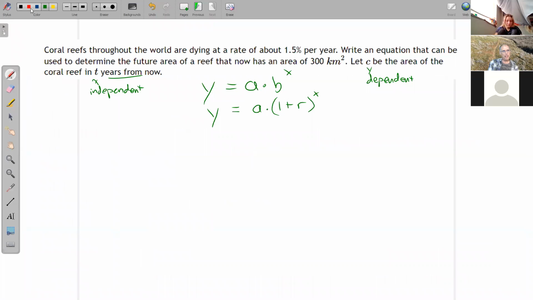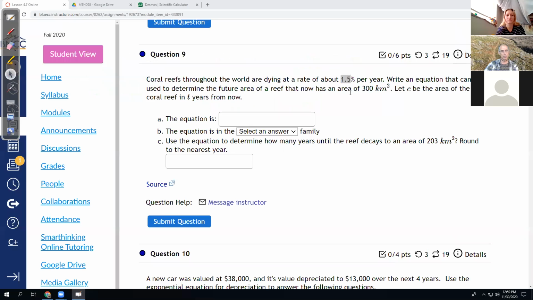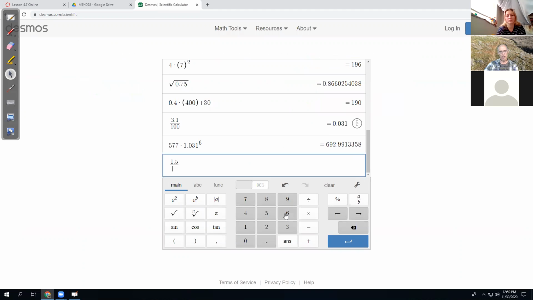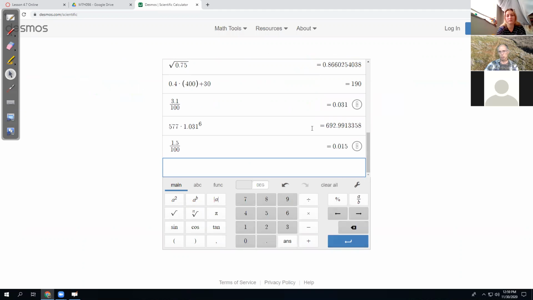So I'm going to rewrite this then as C equals, starting at 300, times 1 plus, we have to change that 1.5% to a decimal. 1.5%, remember, percent means divide by 100. And so I think that's going to be 0.015. Double check on the calculator just to be sure. Even if you think you're right beyond any doubt, double check. 1.5 divided by 100, 0.015, just like I thought. It's a good day.